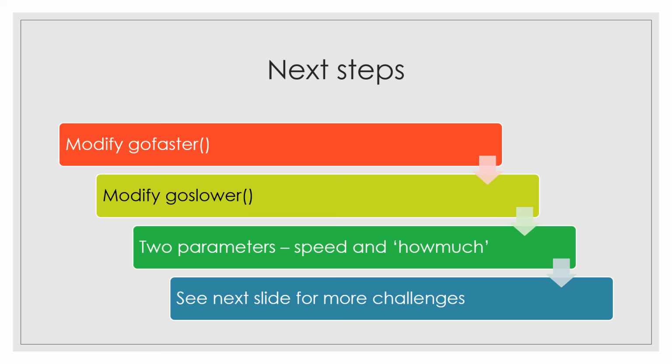So now you've seen this example, modify the go faster procedure to make it into a function in the way that I've just shown you. Do the same thing with the go slower procedure and modify both of those so that they take two parameters, not just the speed, but the increment, how much you want the speed to increase or decrease. When you've got all of those things working, see the next slide for more challenges.